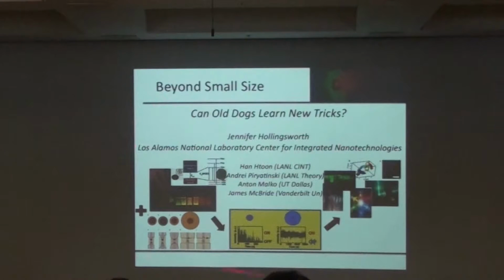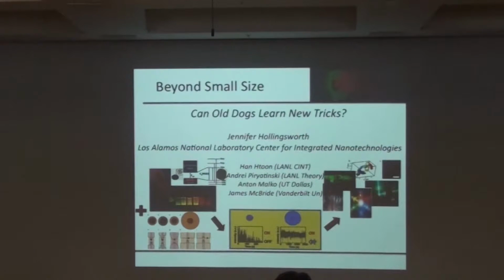I want to highlight some of the key collaborators in this work. I'm a synthetic chemist, so we synthesize these materials, but without the aid of spectroscopists, physicists like Han Toon and Anton Malko, we wouldn't know nearly as much as we do about them. We also work with theorists like Andrei Piryatinski from Los Alamos, and also more recently, electron microscopists like James McBride at Vanderbilt University.